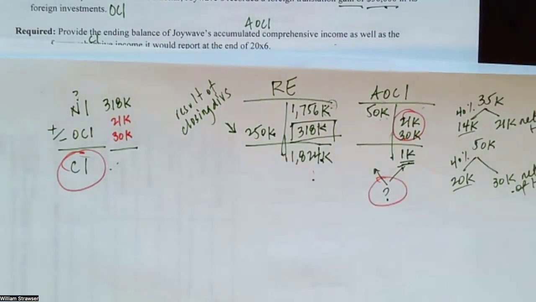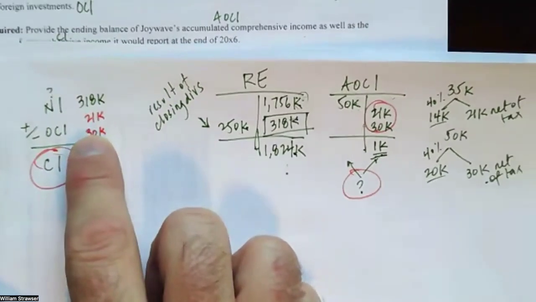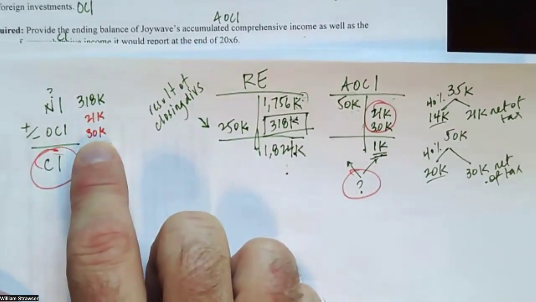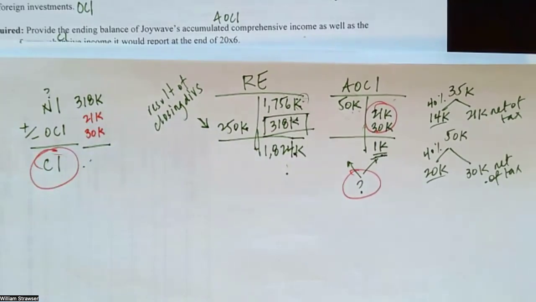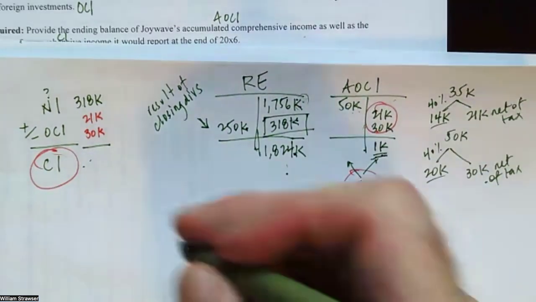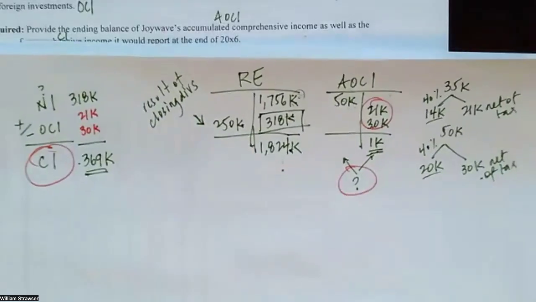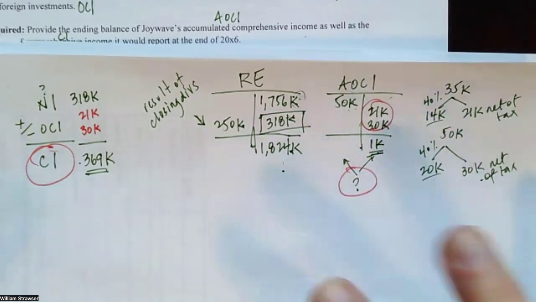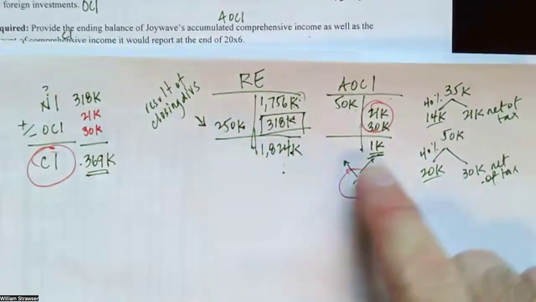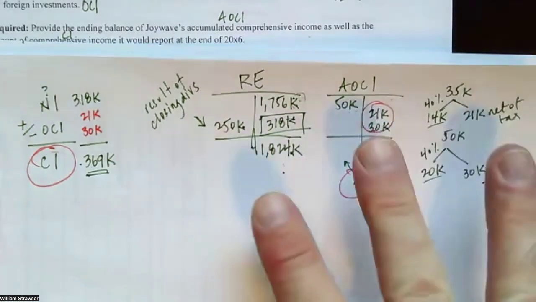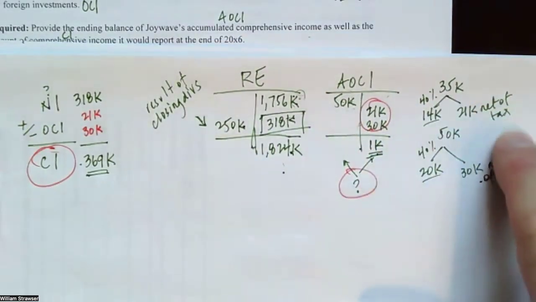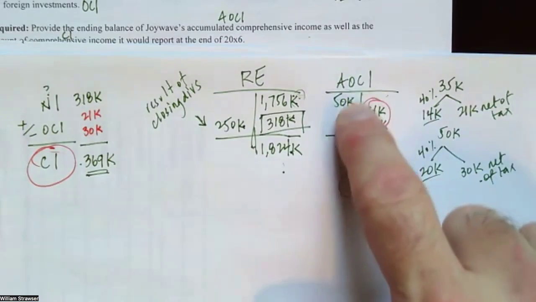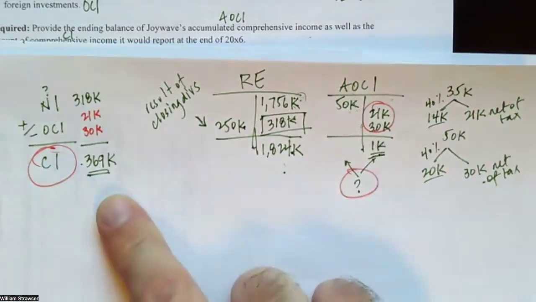And then I adjust for these two OCI. Remember, these are gains. They would add to net income, net of tax, which gives me total comprehensive income of $369,000. So this is just an exercise in first understanding what goes into retained earnings, and understanding the difference between an OCI effect, AOCI, and comprehensive income.